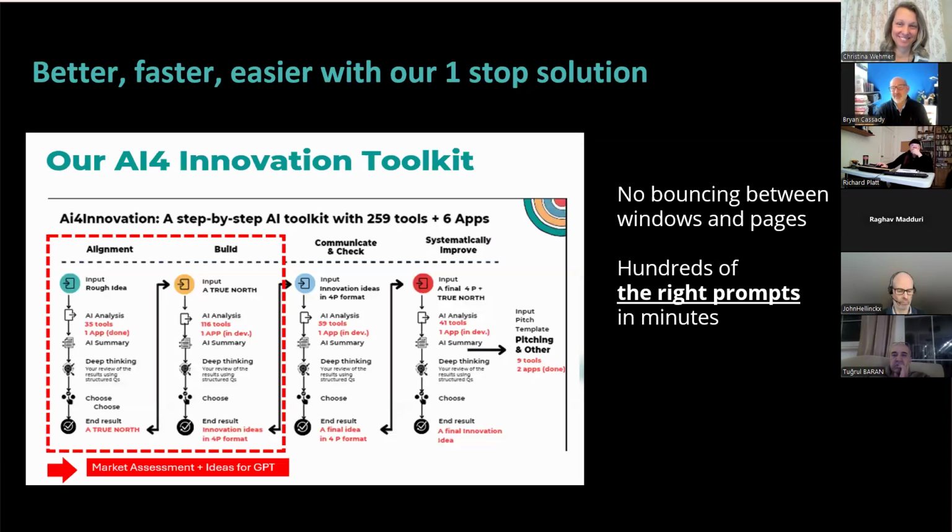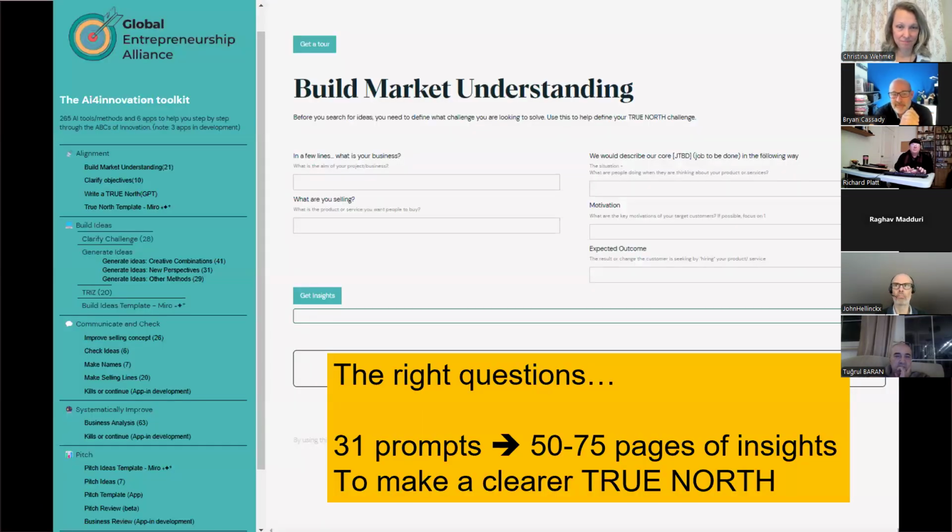And I want to show you the tools that we have. So we have a toolkit, which is a total of 259 tools and 6 apps. Most of what we use to make the GPT is in the first part of the tool set. The first part is getting aligned. So what we have is our McKinsey consultant on coffee. He goes through 31 prompts. He gives you 50 to 75 pages of insights to help you write a clearer innovation challenge. This gets you started in the right direction, pointed in the right way.